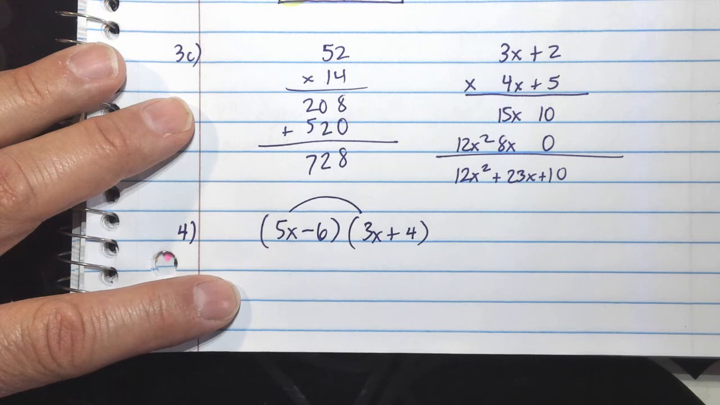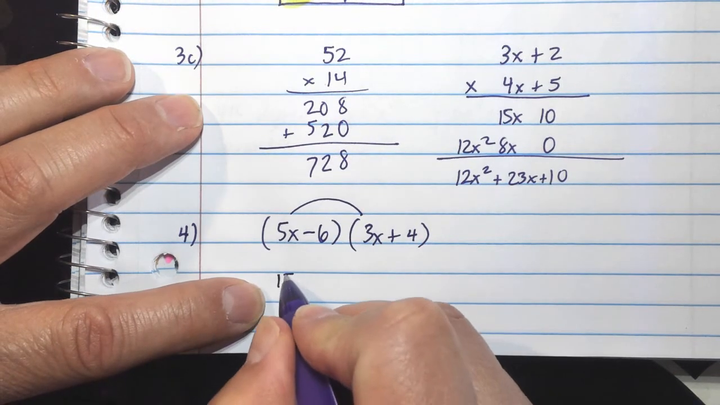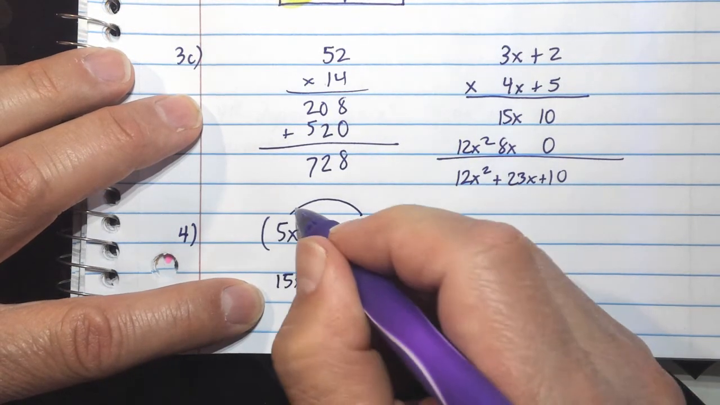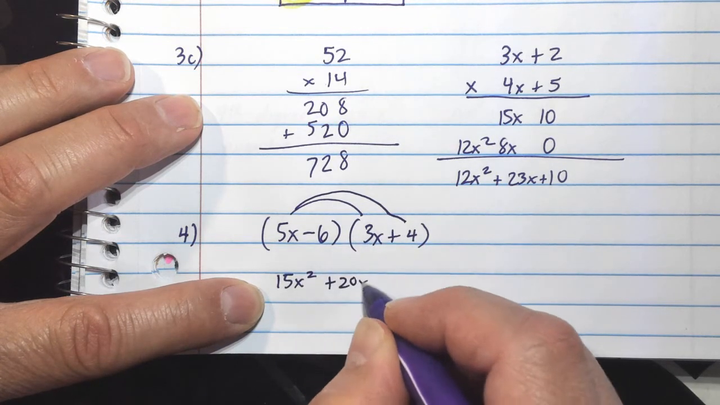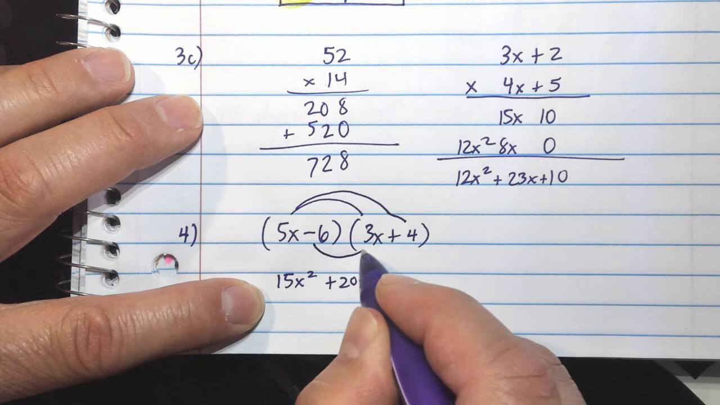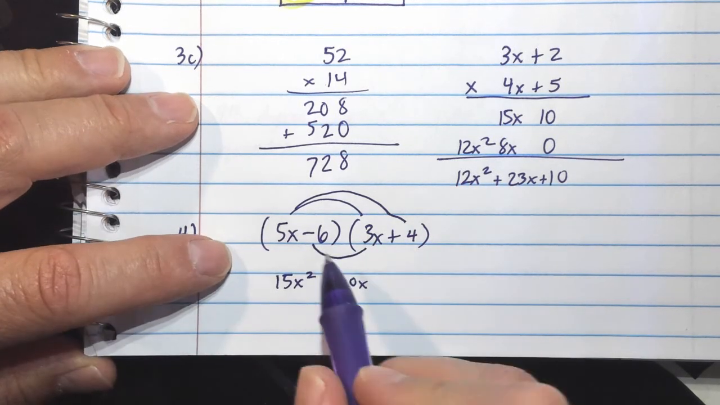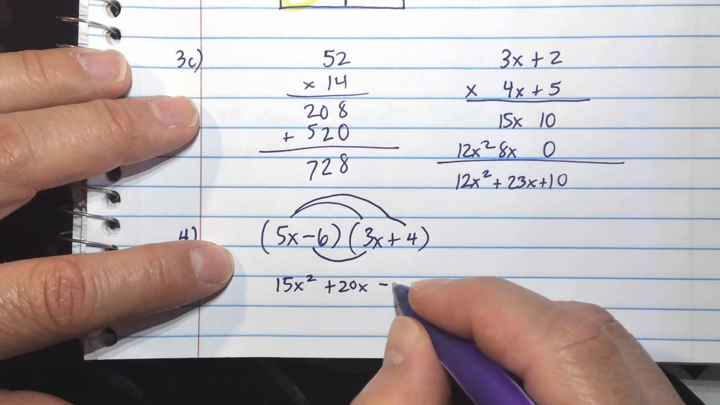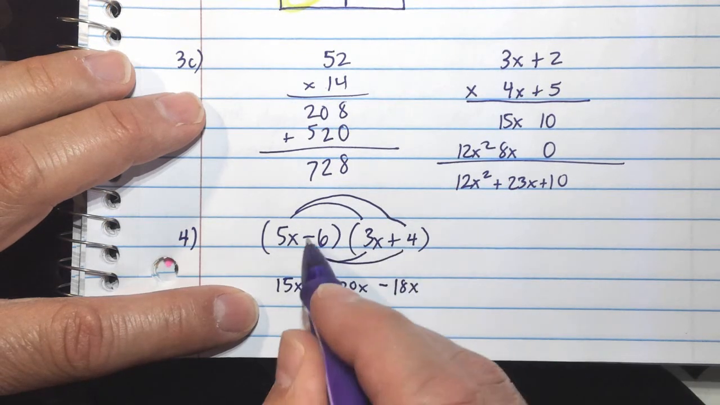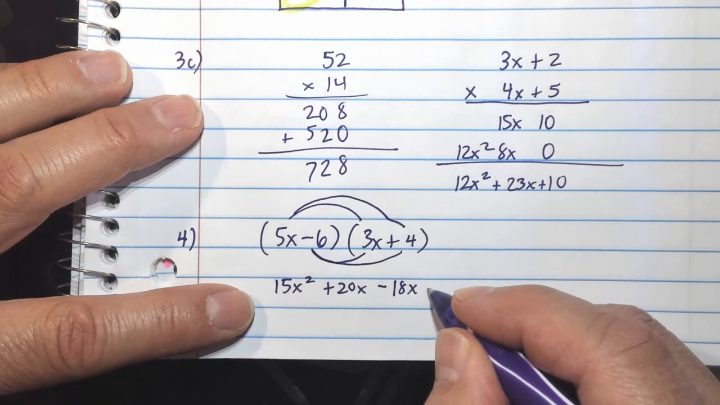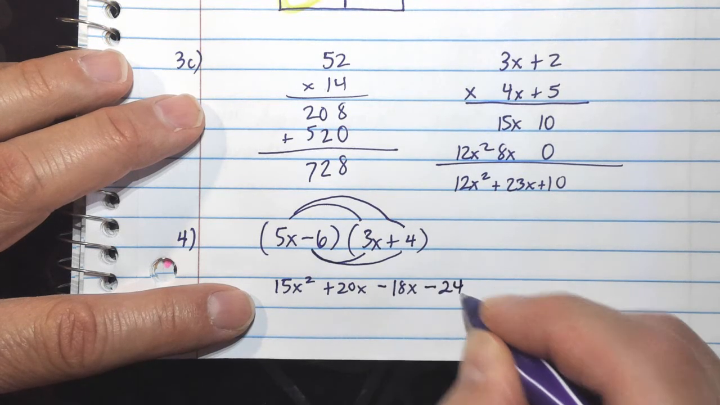Bam, bam. 15x squared. 5x times 4, positive 20x. This is a negative 6. You have to think of it as a negative 6. Negative 6 times 3x is negative 18x. And then negative 6 times positive 4 is negative 24.